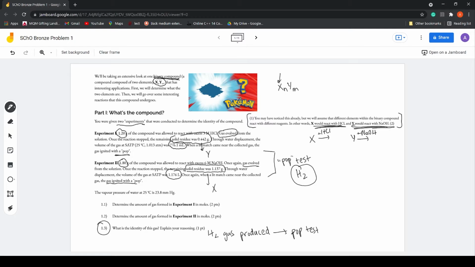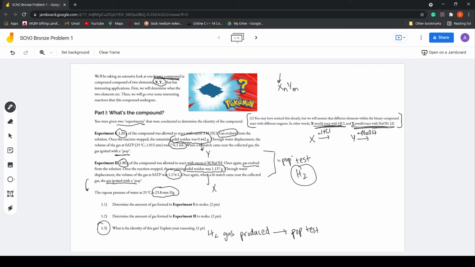Okay, so now let's look at the actual questions. Oh, and finally, below the experiments, it also tells you the vapor pressure of water at 25 degrees Celsius is 23.88 millimeters of mercury. So that's another important number that we're going to use in our calculations. Now let's look at 1.1 and 1.2. Basically, this is asking us to determine the amount of gas formed in experiment 1 in moles.